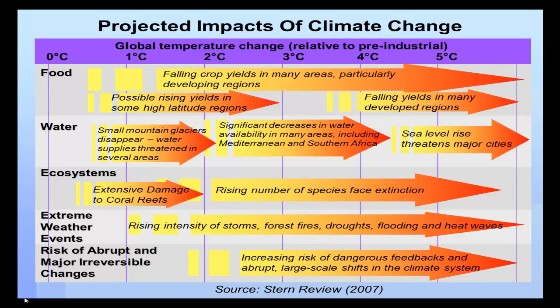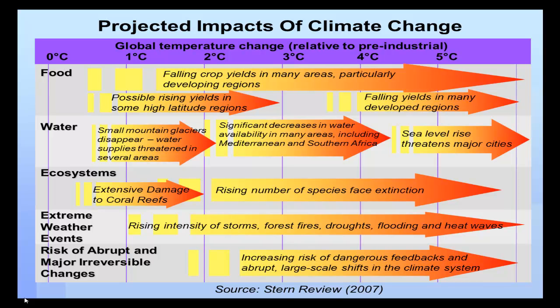Now, the Stern review went into greater detail to look at climate change and the various impacts linked to global temperature rise. So it shows what would happen to food, water, and ecosystems for various levels of temperature rise: 1 degree, 2 degrees, 3, 4, and 5 degrees. A lot of international initiatives now are targeting a 2 degree temperature rise, because really beyond that you get very severe impacts. In the case of food, you're talking about failing crop yields in many areas, and falling yields in many developed regions of the world because of large temperature changes.